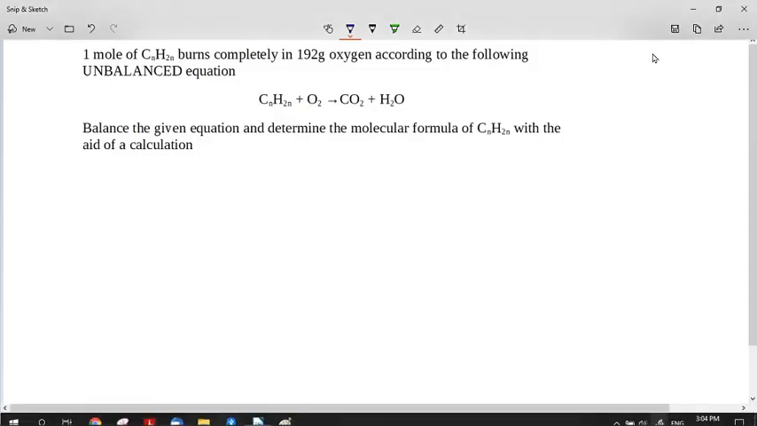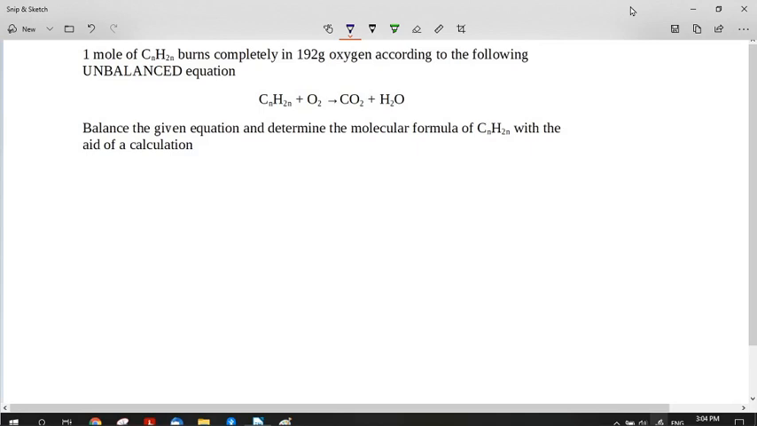Okay, so let's look at this question here. It's an interesting mix of stoichiometry and organic chemistry. It says 1 mole of CnH2n burns completely in 192 grams of oxygen according to the following unbalanced equation. Balance the given equation and determine the molecular formula of CnH2n with the aid of a calculation.